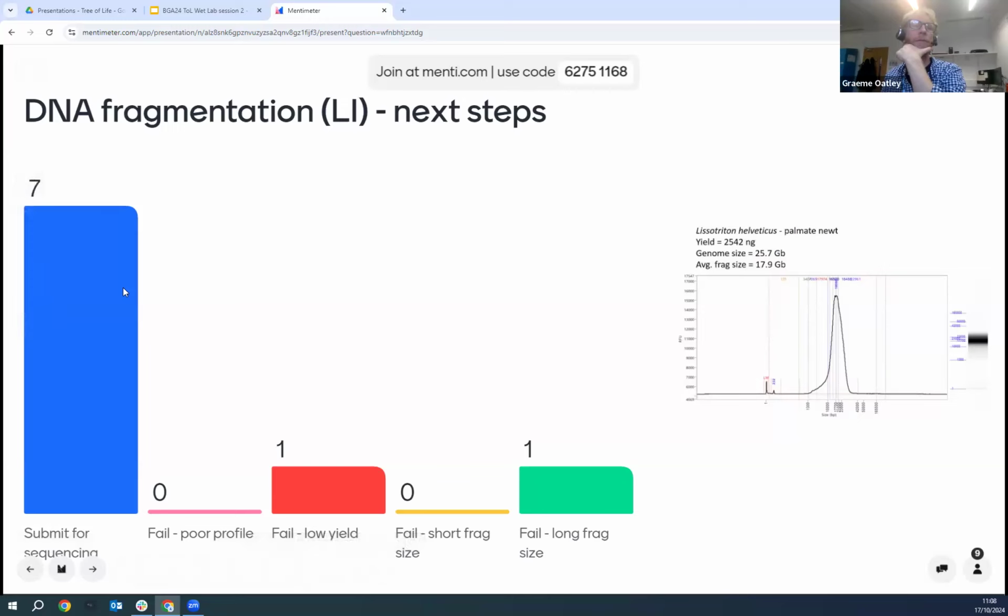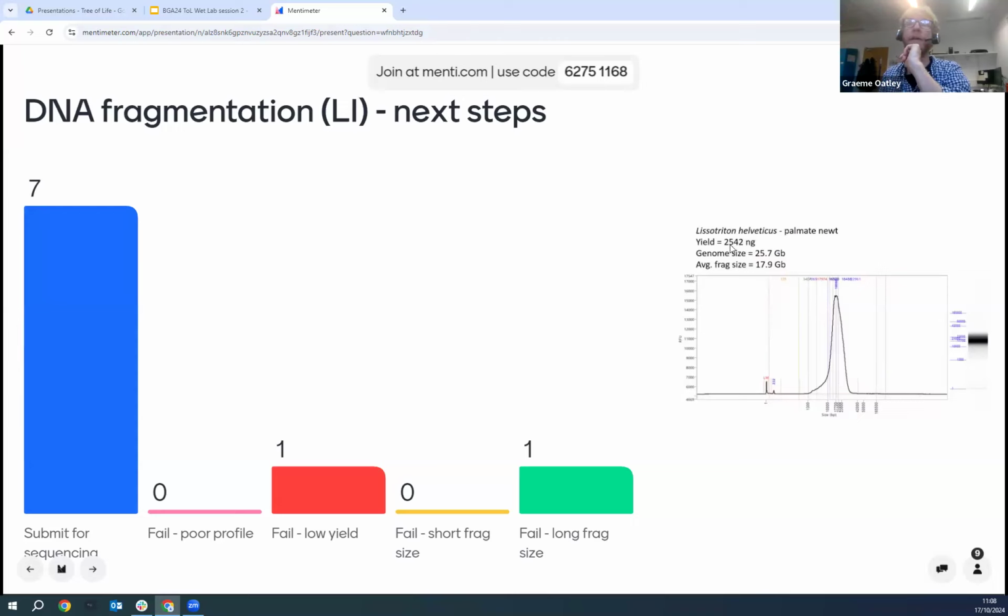So we have 7 people submitting for sequencing, 1 fail low yield, and 1 fail long average fragment size. So the average fragment size is fine. It sits within that 12 to 20 kb range, so I think that's not a problem. Submitting for sequencing, definitely an option. I mean, definitely the right way to go.